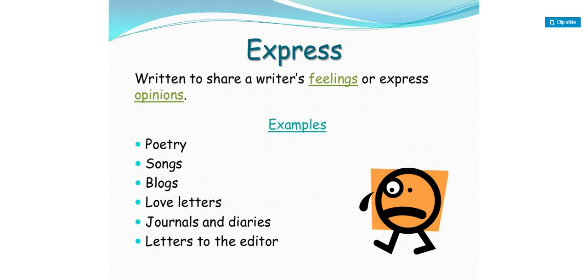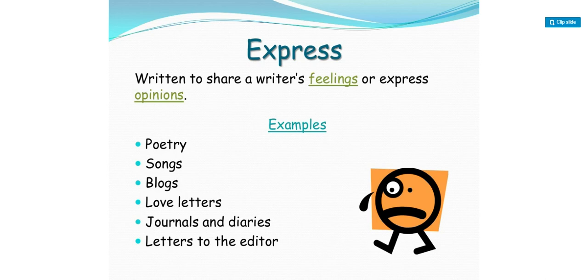And then we also talked about how authors can write to express their feelings, and poetry is a great example of that. Another awesome one is songs. So if you think about your favorite song, it was probably written by that person to express their feelings. And you, as the listener, were able to connect in some way to those feelings. So songs are a great example, music writers writing to express their feelings.